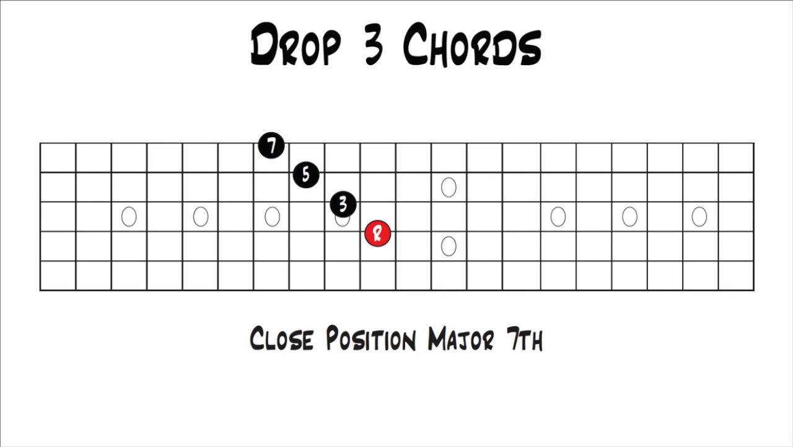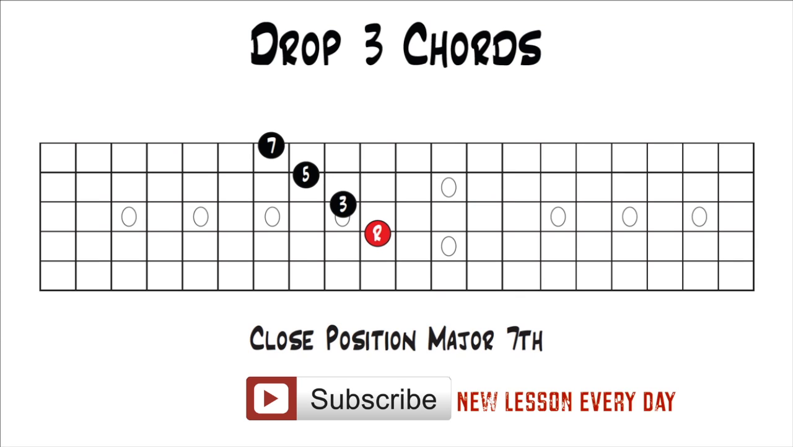This is part 3.5 from our series, Music Theory for Guitar. If you'd like to go back and start at the beginning, you can click the link on the screen. In the last lesson I showed you drop 2 chords. In this lesson I'm going to show you drop 3 chords, which are another really common and useful way to play 7th chords.